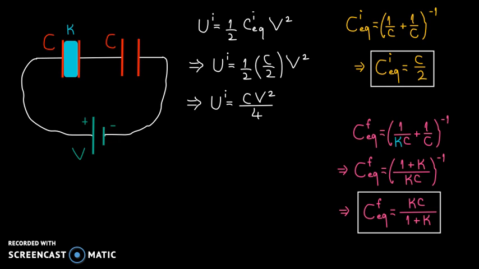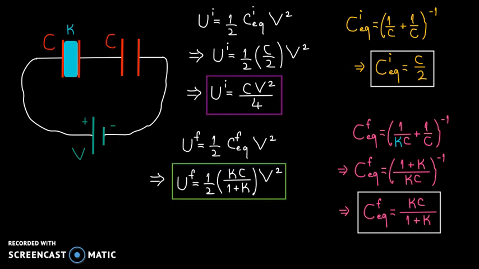Now let's use this result to recalculate the potential energy stored in our system. And here's what we get when we use the final value of the equivalent capacitance and recalculate the potential energy. Next and the last step will be to find the ratio of U final divided by U initial. So this will tell us by what factor the potential energy has changed.